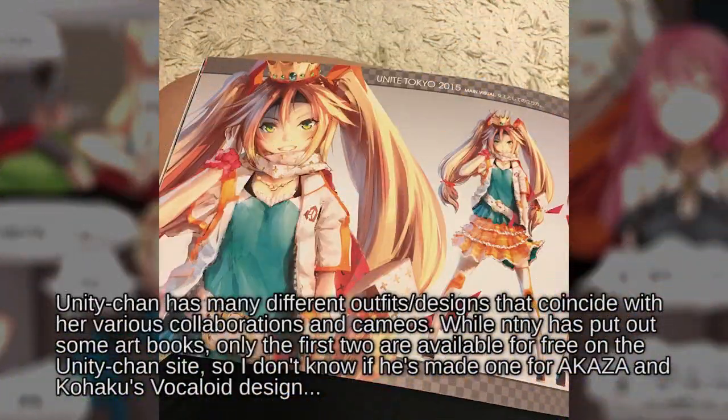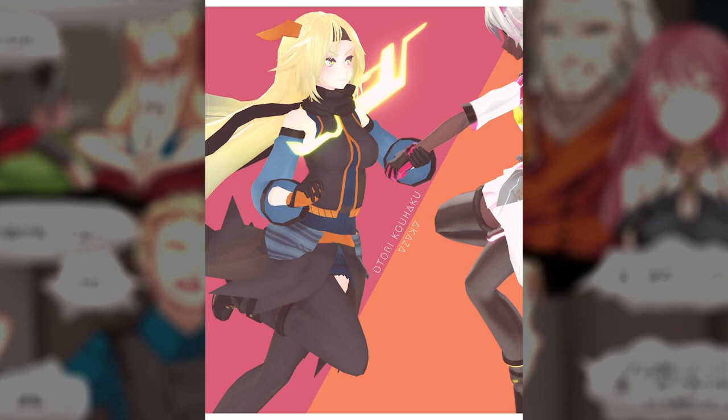Now, the reason I'm talking about her Candy Rockstar outfit and not her Vocaloid outfit is because I can't find anything really to say about it. The only information NTNY gave about Unity-chan's Vocaloid design is that it was created after AKAZA's design and mirrors many of its elements. And, just like with AKAZA, after the Vocaloid voice bank released, it seems Unity-chan's Vocaloid design was kind of forgotten as everyone focused on her other designs. And so it was once again up to the overseas Vocaloid fans to come to her rescue, with this lovely MMD model of Vocaloid Kohaku, recently released by J.G. Nomu.